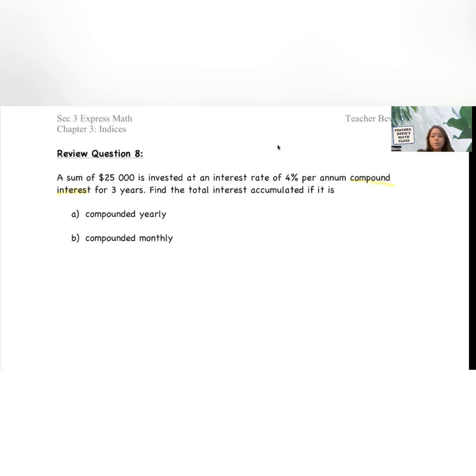Okay, so for simple interest and compound interest, they are using two different formulas. For simple interest, I'll just leave the formula over here. It is I equals to PRT over 100, where I is the amount of interest, P is principal, R is interest rate, T is time in years, and divide by 100.